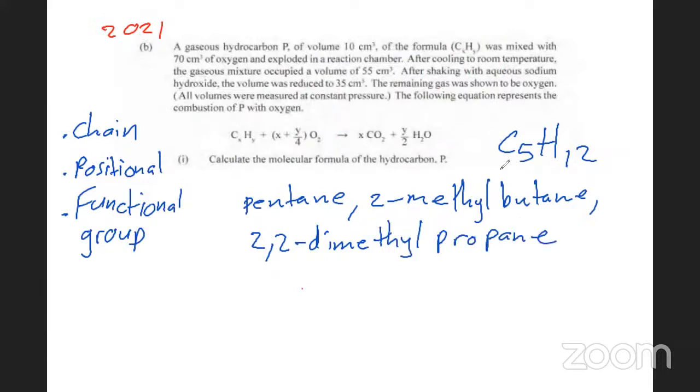The reason why, with chain isomerism, the arrangement of the atoms must be different. How you connect the carbon atoms must be different. That is what happens in chain isomerism. So for example, with pentane, you have all the 5 carbons connected to each other. Now, if you do this, that is still pentane. So with chain isomerism, the connectivity must be different.